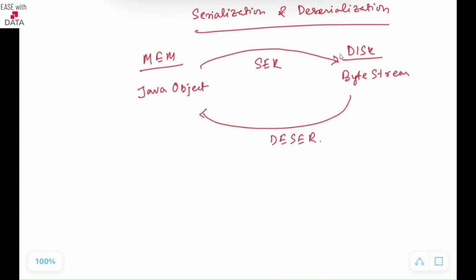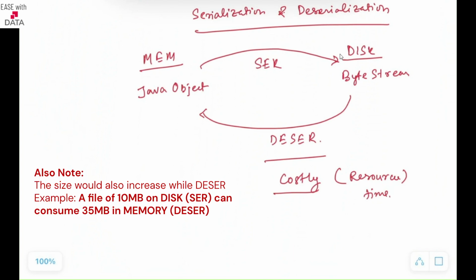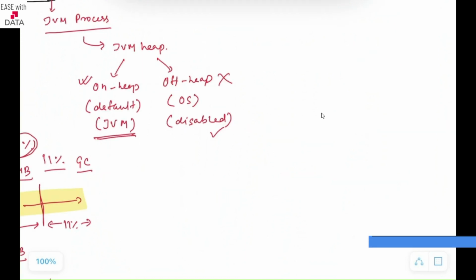But you have to note this operation is costly because it requires resources plus time. Every time data is read from disk to memory, it is always deserialized, and similarly every time data is written into disk, it is serialized. So this is what serialization and deserialization means. Now there is one more concept which is left, which is off-heap memory. Let's understand what is off-heap memory.